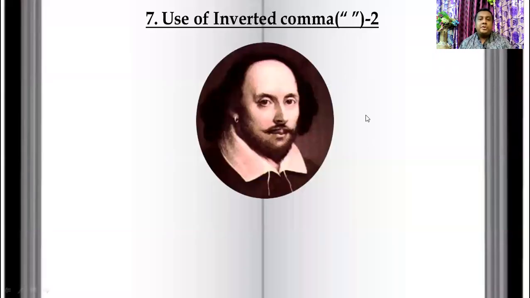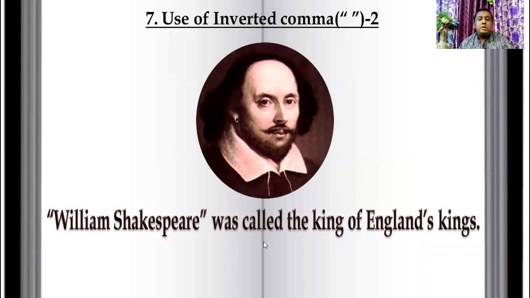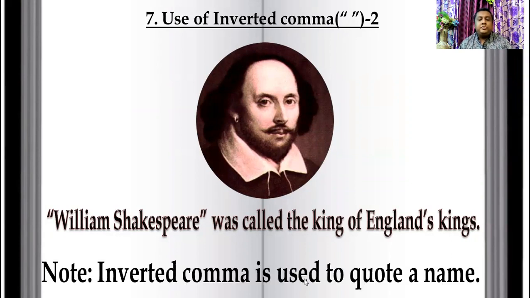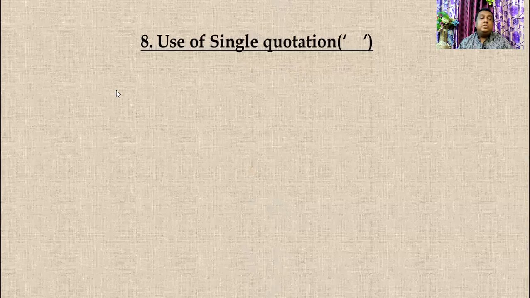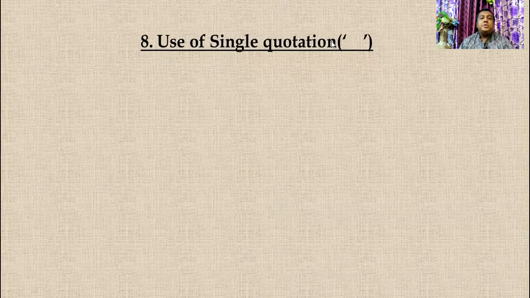Now, rule 2 for inverted commas. William Shakespeare is called the King of England's kings. He is the father of English literature. I hope all of you respect him because English literature would remain incomplete without his contribution. He was a great scholar. So inverted commas are used to quote a name. William Shakespeare is a great name, so we have used inverted commas to quote a name. Now comes the use of single quotation.